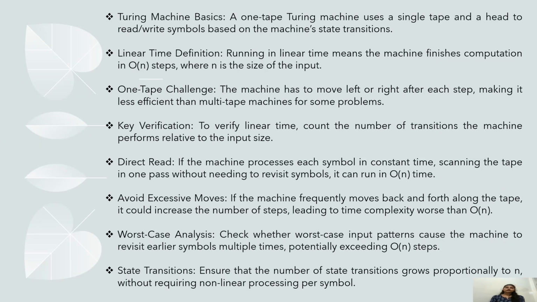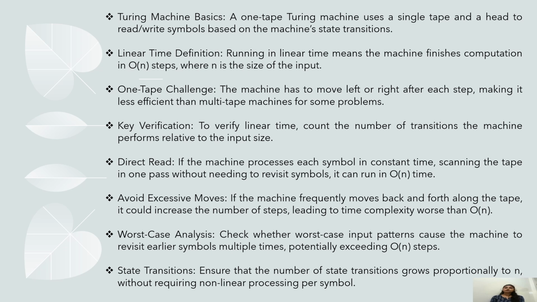The next is Turing machine basics. A single tape Turing machine uses a single tape and a head to read or write symbols based on the machine's state transition. The next is linear time definition. Running in linear time means the machine finishes computation in O of n steps, where n is the size of the input.